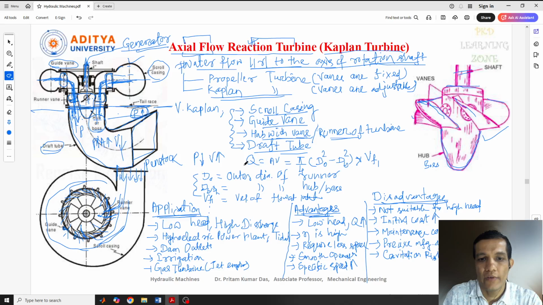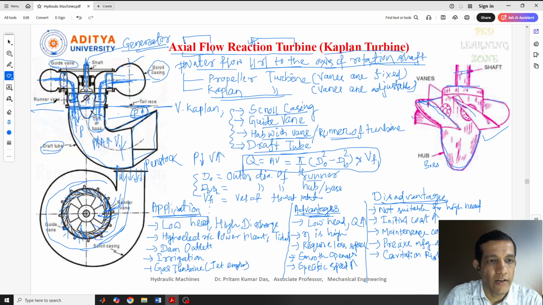And the discharge part we have seen here, Q equal to A times V. Here, DO and DB are the diameter of the runner and the diameter of the hub. Runner vanes are there. Which is the runner? This is the runner part. As I told you, the hub with vanes acts as the runner. What is the diameter of this runner? From here to here, up to the runner blade, that is the diameter of the runner.